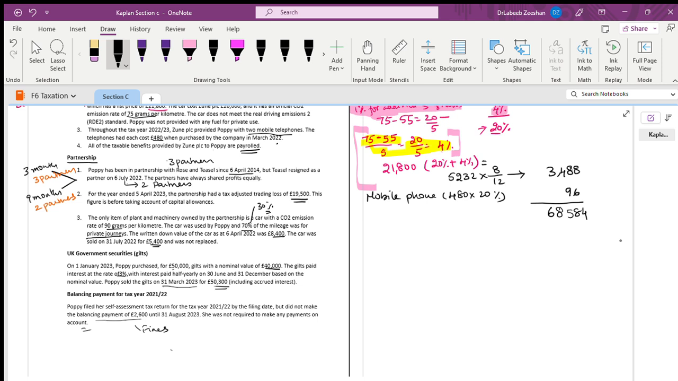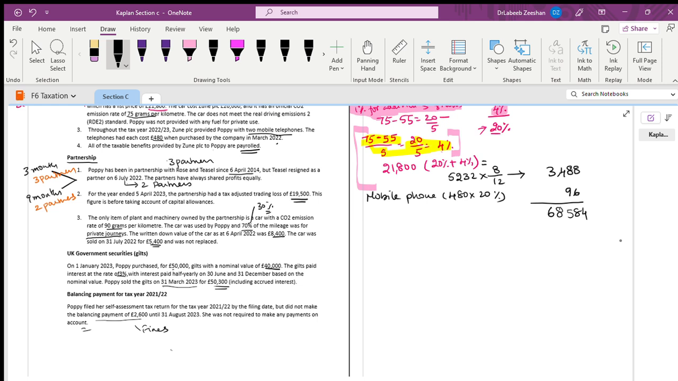They have purchased on January 1st, 50,000 guilds with a nominal value of 40,000. These have an interest rate of 3%, paid half yearly, June 30th and 31st, based on the nominal value. Fine. How much is the income they are getting?